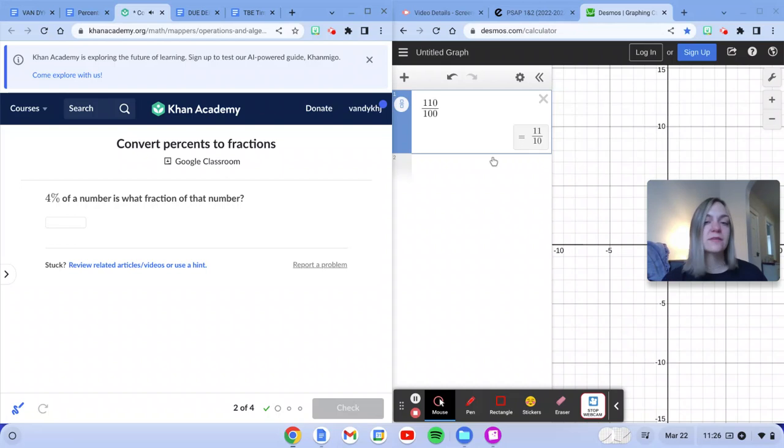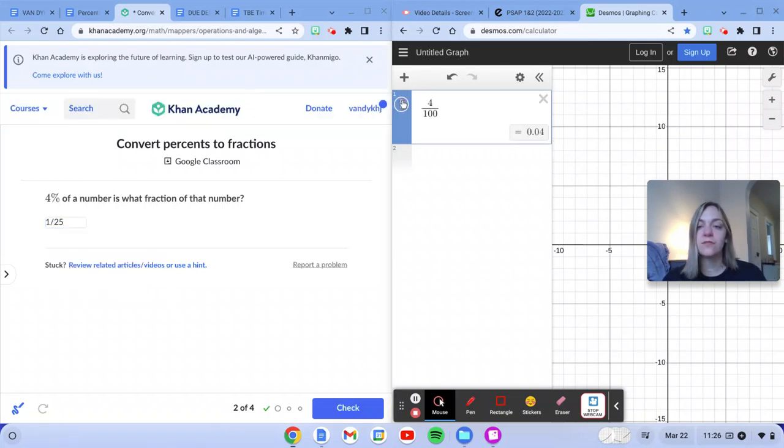Next, 4% of a number is what fraction of that number? So I'm just going to take out 110 and put 4 instead. So 4 divided by 100 to get our fraction of 1/25.